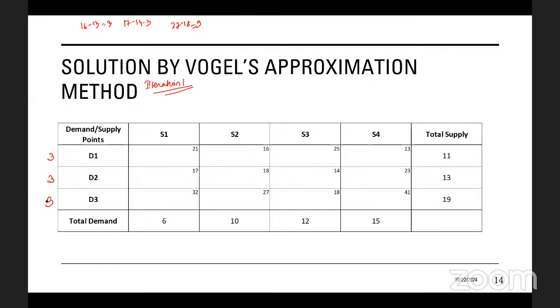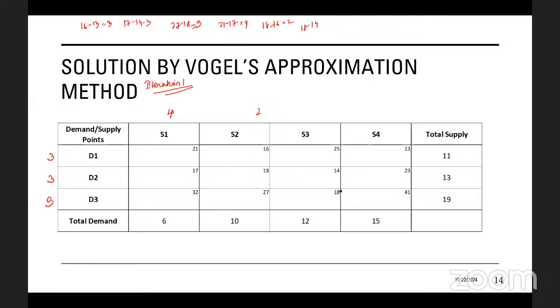Now looking at the columns, for the first column under S1, the least cost cell is 17 and the second least cost cell is 21. So it will be 21 minus 17, 4. For the column under S2, 16 is the least cost cell and 18 is the second least cost cell. So 18 minus 16, which is 2. In the S3 column, it is 14.